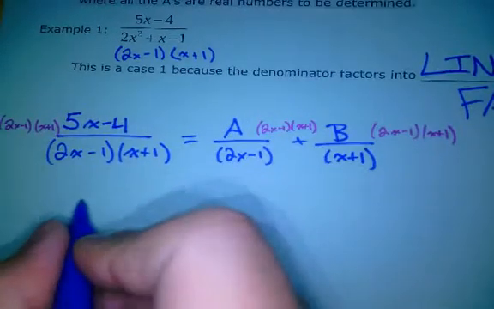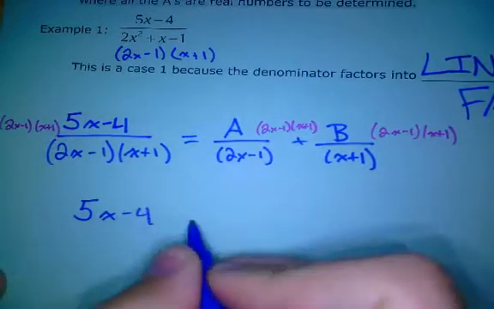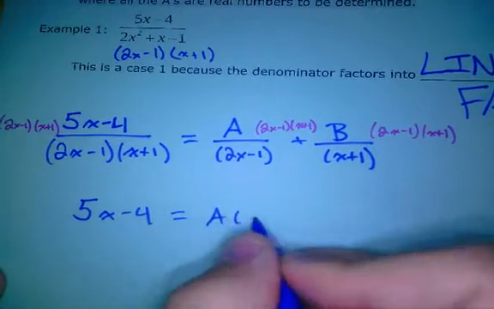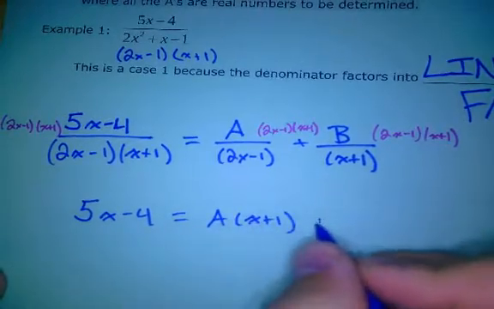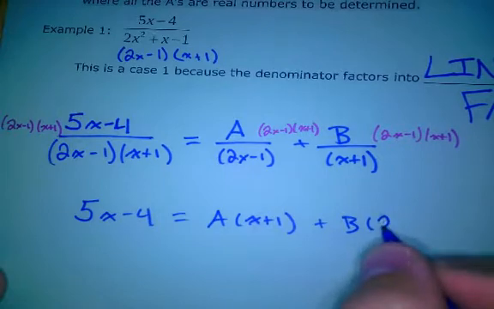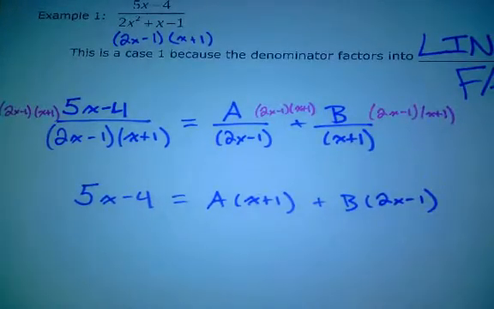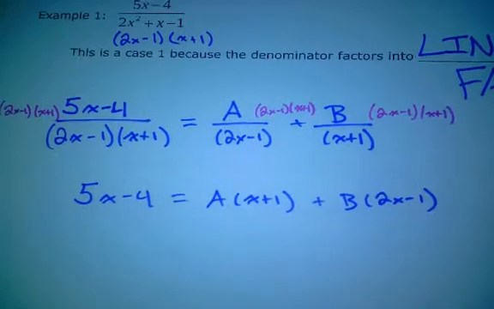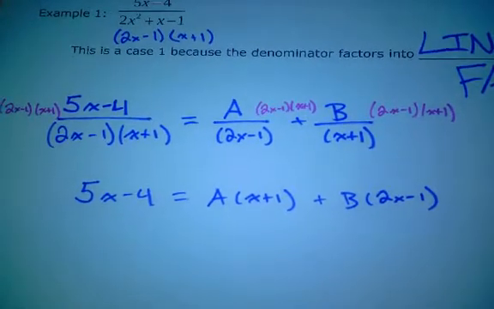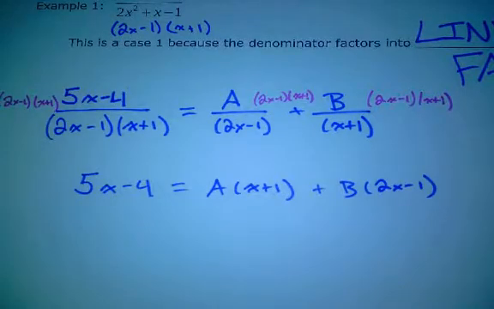So let's go ahead and rewrite this now. So this is going to become 5x minus 4 equals A times x plus 1 plus B times 2x minus 1. All I did was some math, multiplying. That's all I did. Are we all with me so far? Because right now we're good.